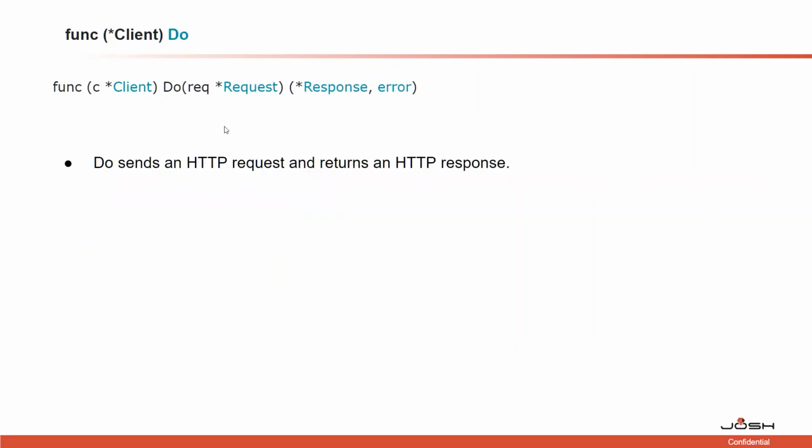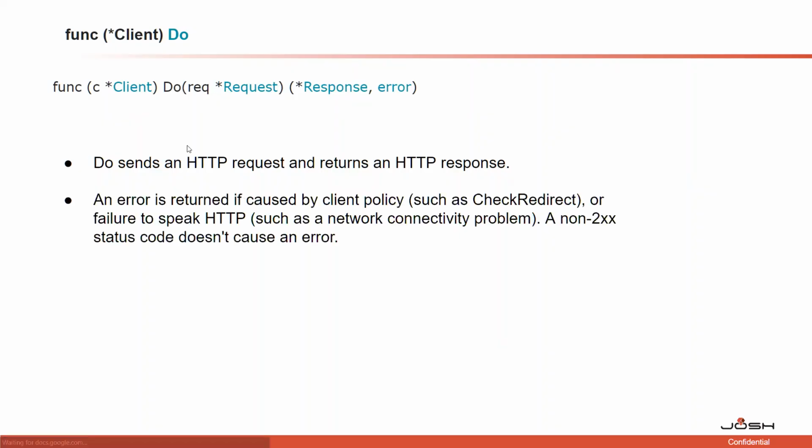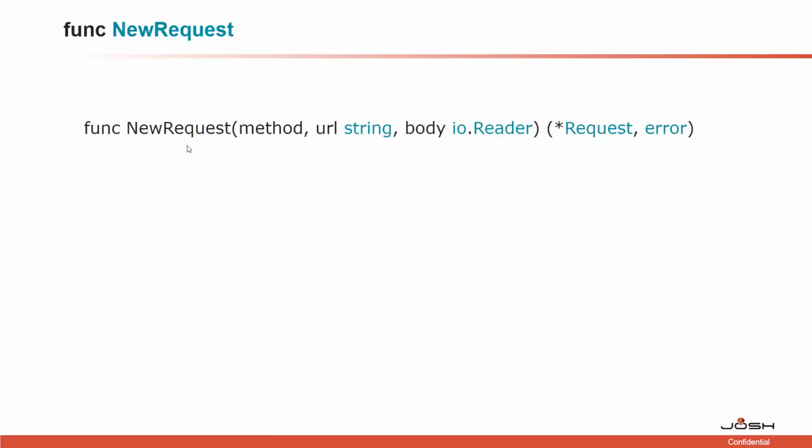The only missing piece is the request object. You need to pass a request object to the Do method. How do you do that? Using the NewRequest function. NewRequest takes a method like GET, POST, PUT, a URL which we are trying to send the request to, and a body, which is the request body.